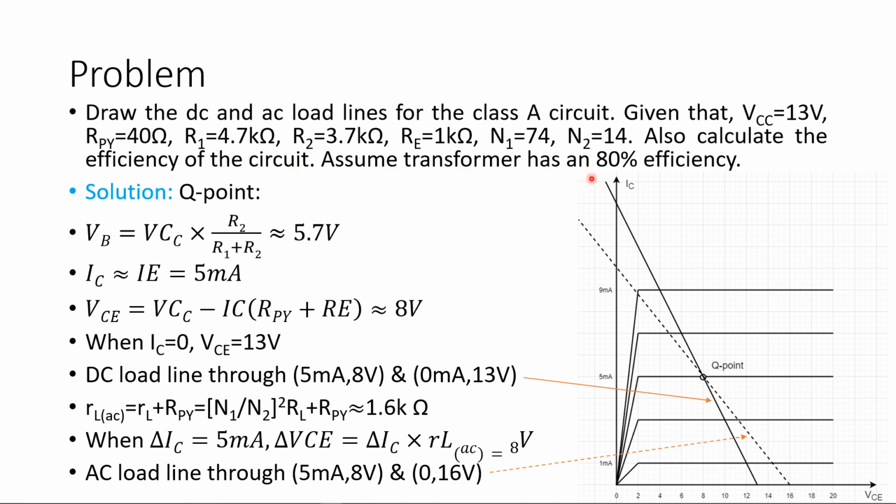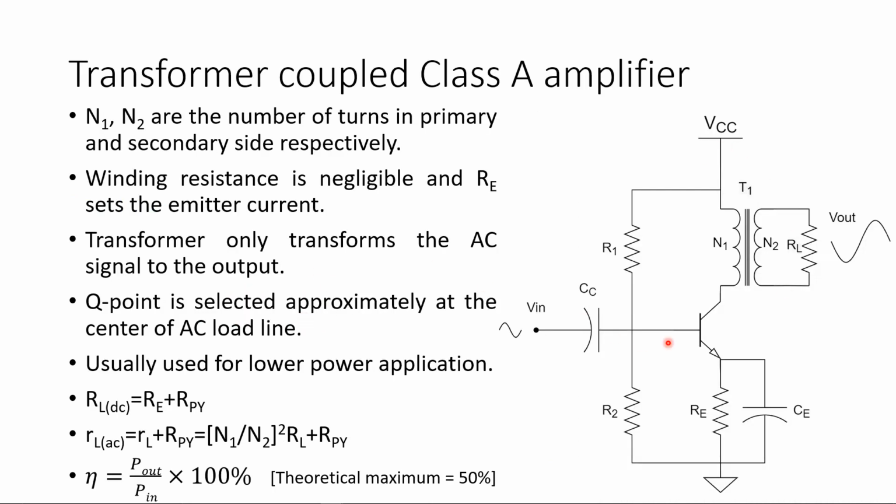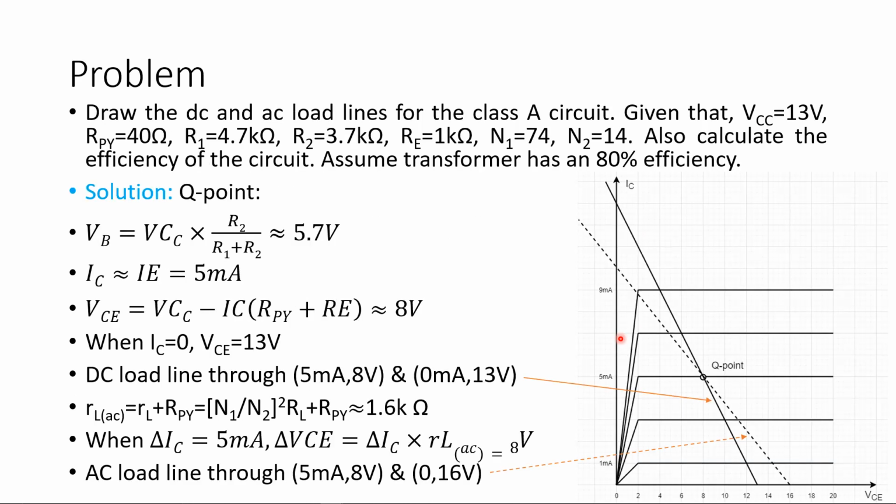Assume that the transformer has an efficiency of 80%. So the transformer is not an ideal transformer, it has an efficiency of 80%. As you can look at the circuit, we know the values of R1, R2 and VCC. Easily we can find the value of VB by using the voltage divider rule. That has been done here, and we get a value of around 5.7 volts.